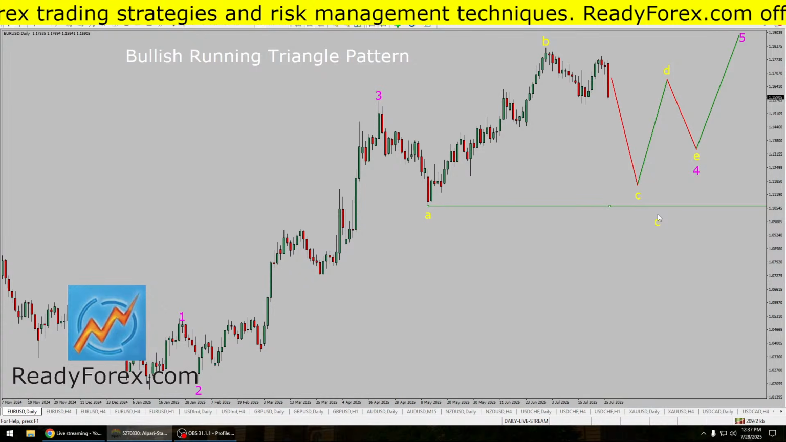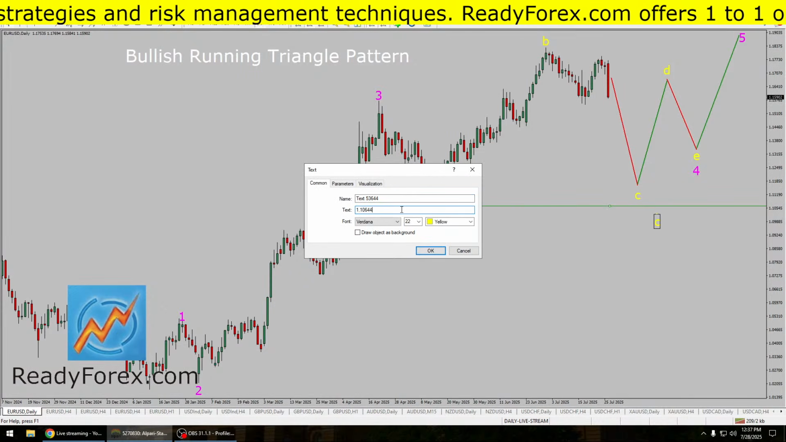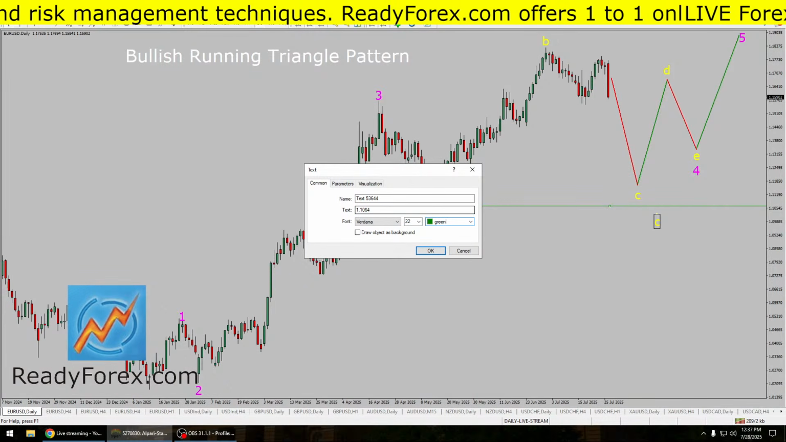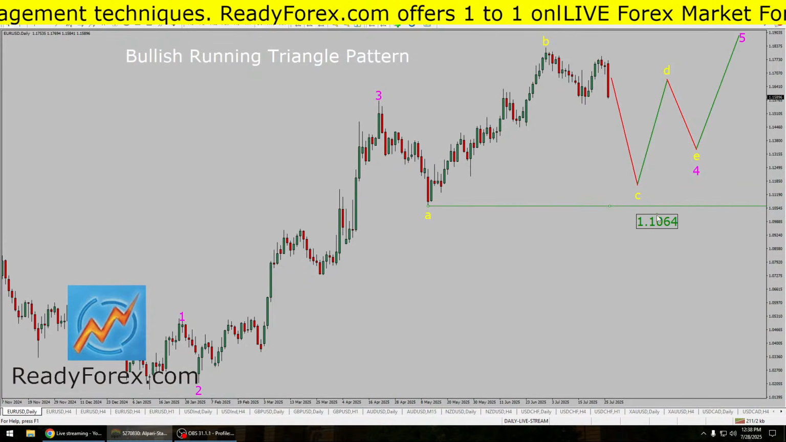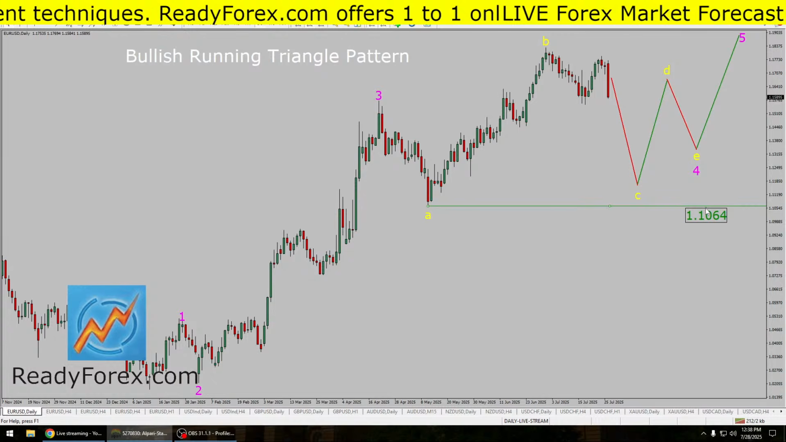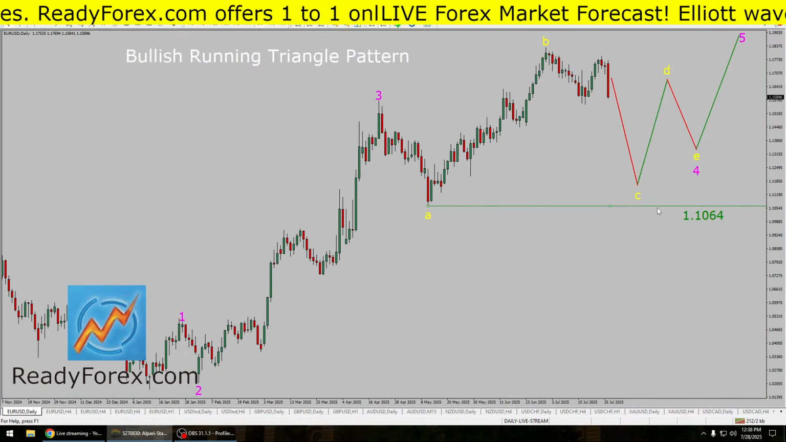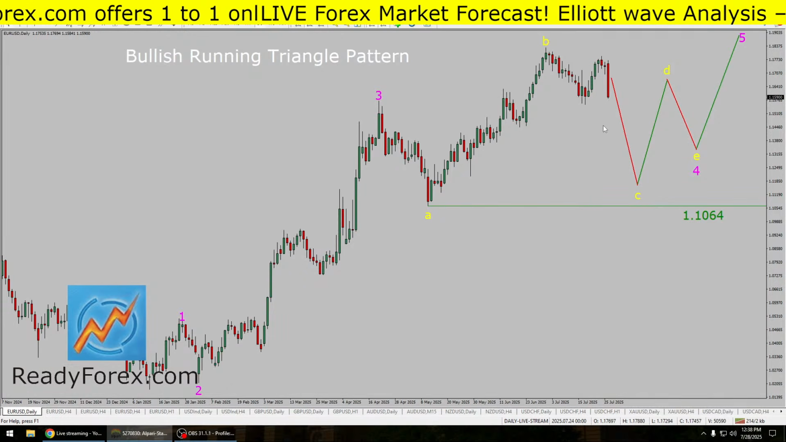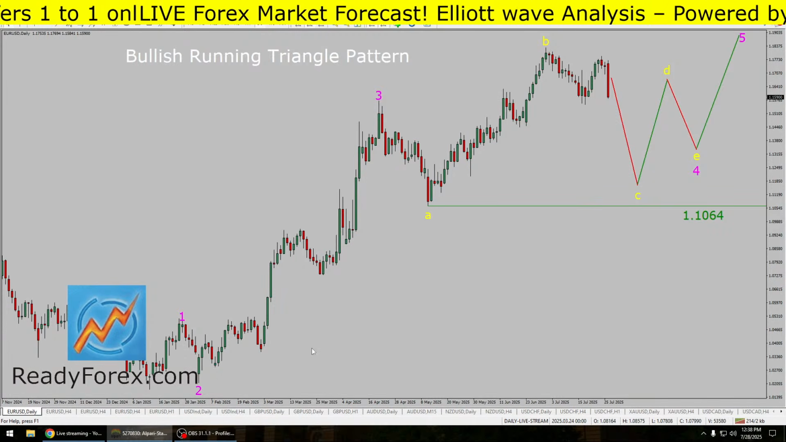Let me write it down. So as long as price action is staying above this area, the trend is up. Okay, 1.106, that's the support level. Now, this is the long-term, I mean the daily time frame. On a short-term basis, obviously the trend is down, price action is falling down, and I expect further weakness in price action of the euro dollar currency pair.